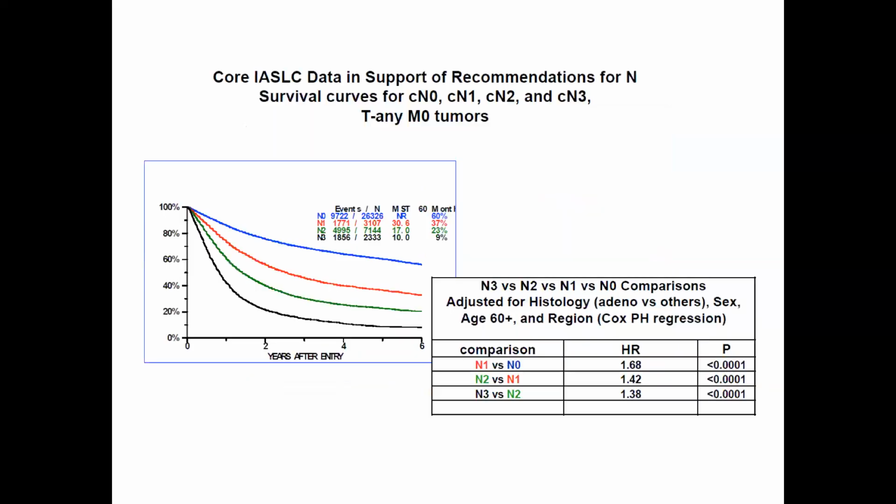Where's the evidence for this? Well, just broadly speaking, first of all, if we look at the survival for tumors that are not metastatic, so M0, but without looking at the T-stage criteria, broadly speaking, N0 disease, 60% 5-year survival, dropping down to 37 for N1 disease, 23 for N2, and much lower for N3.